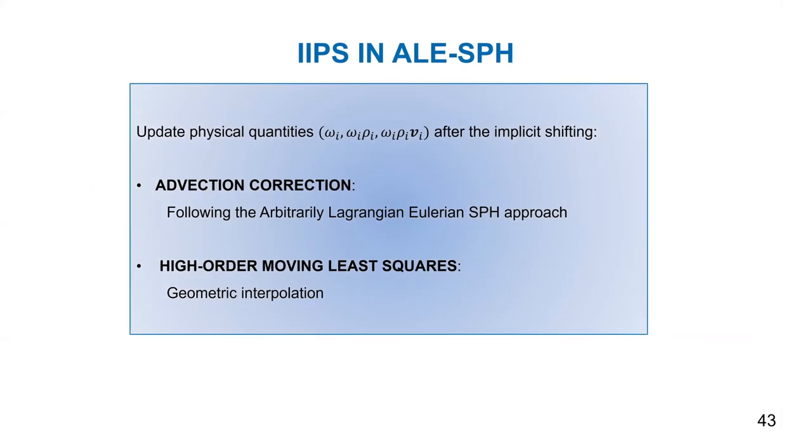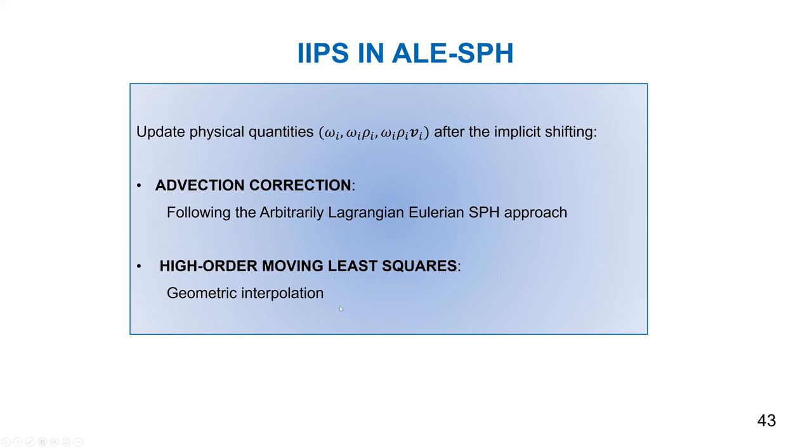Okay, but if you want to use this in an actual numerical scheme for the Navier-Stokes equations, you also have to guarantee that you are updating your physical quantities after the implicit shifting. A little bit of what I was explaining to you at the beginning when I started talking about shifting. And so we proposed two different approaches to do that. One is the so-called advection correction. Basically, we freeze our physical model, which is an ALE SPH scheme in this case, and then we do an advection correction to update the physical quantities at the new particle positions.